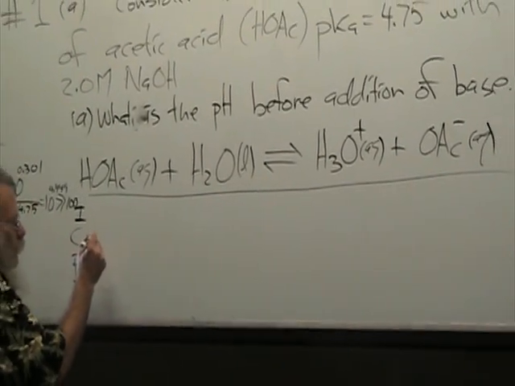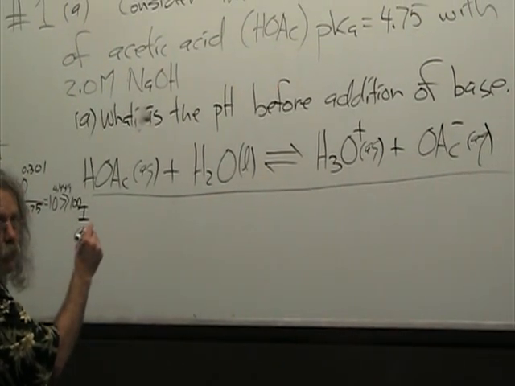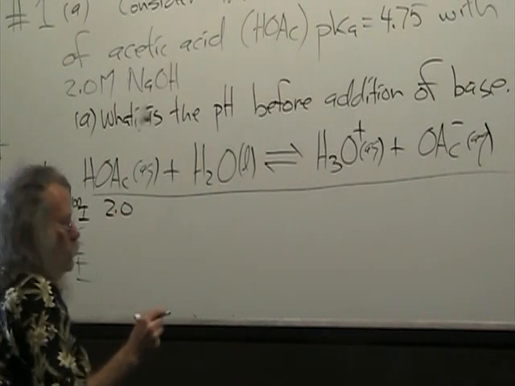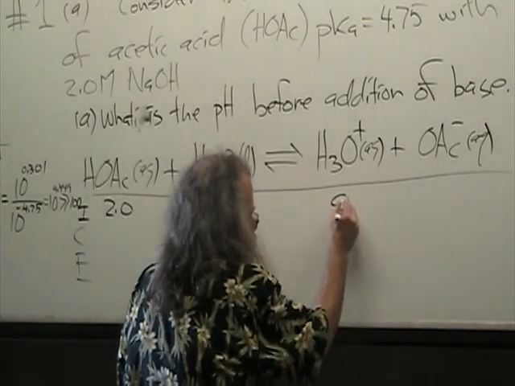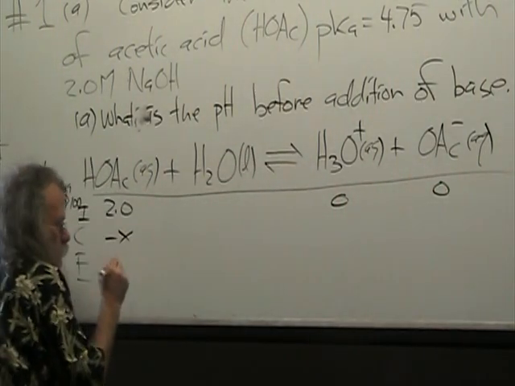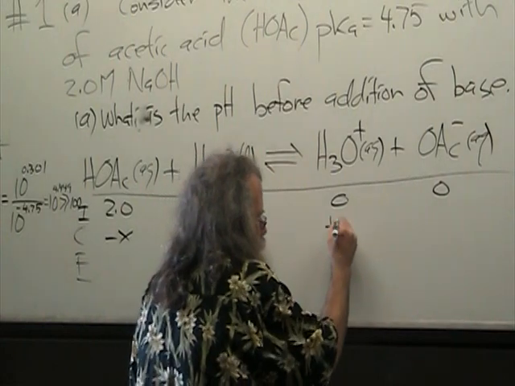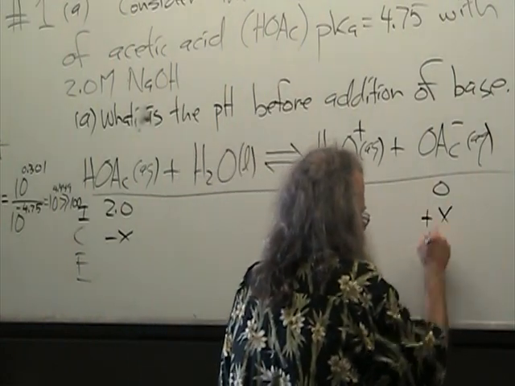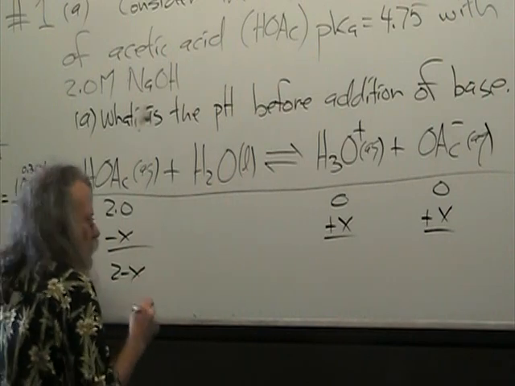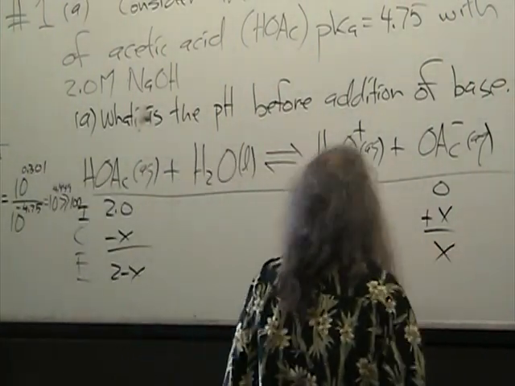Initial concentration is 2, 0, 0. The change is minus x, plus x, plus x. And at equilibrium, we have 2 minus x, x, and x.